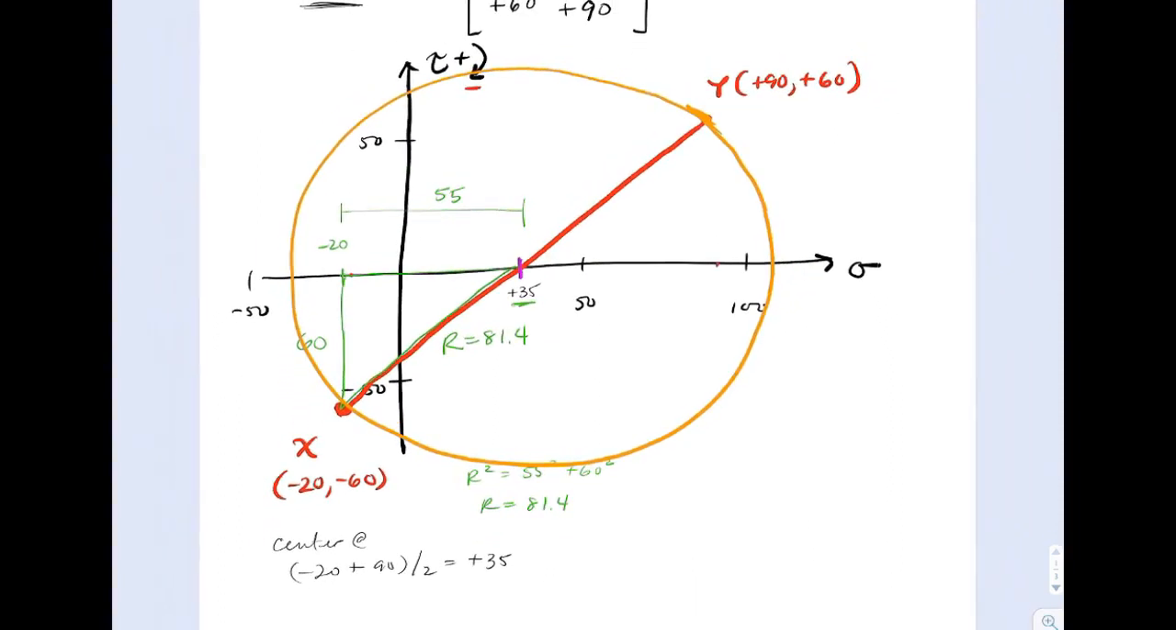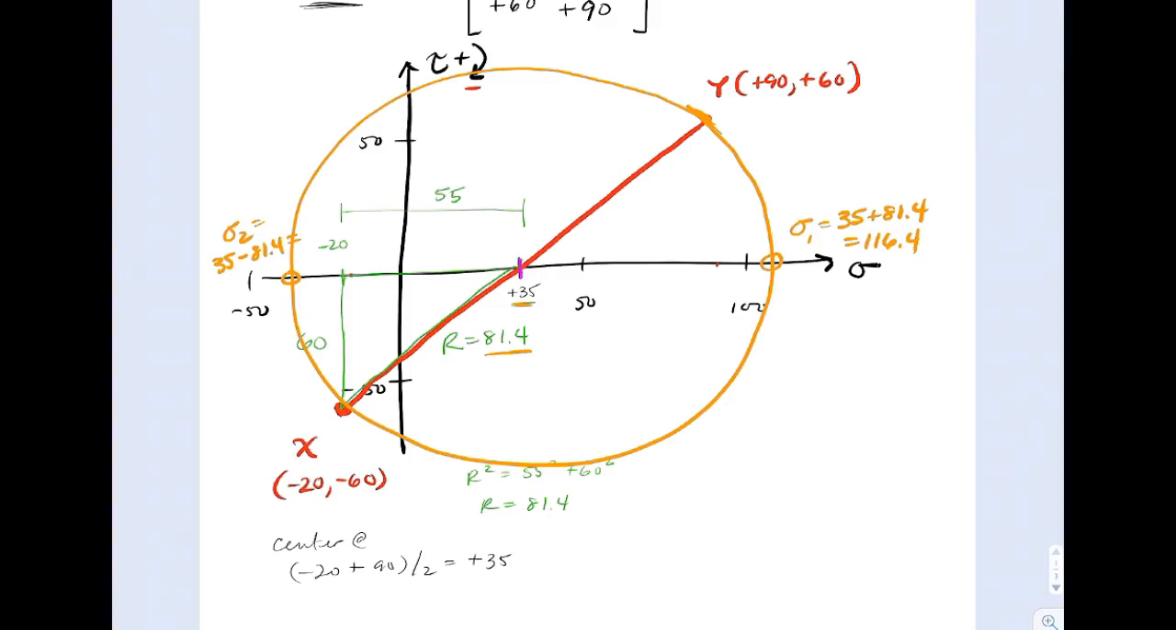So I already know the center of that circle. I know the radius of the circle. So sitting right there, I would just calculate that as 35 plus 81.4. Easy enough. So that would be 116.4. Sigma 2, calculated by the center, 35 minus 81.